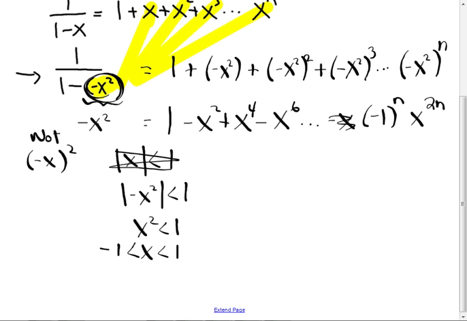You do have to put that in. Never hurts to check. And you could check the endpoints. If you check 1 and negative 1, they don't work. But that's because it's geometric. Is that okay?